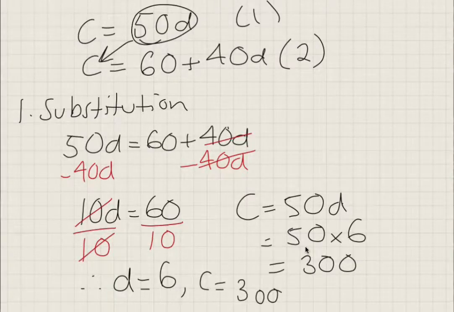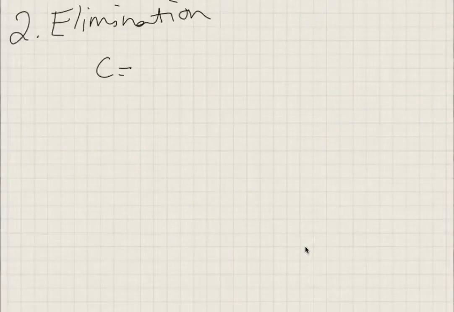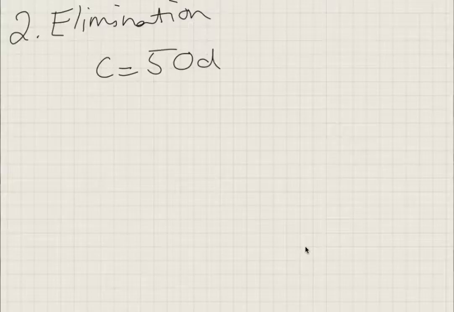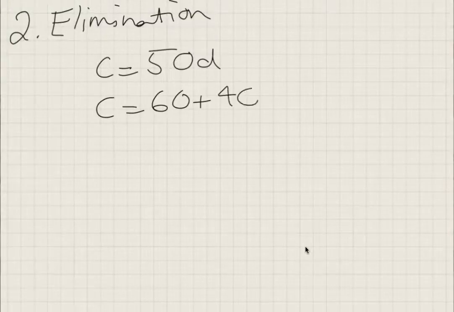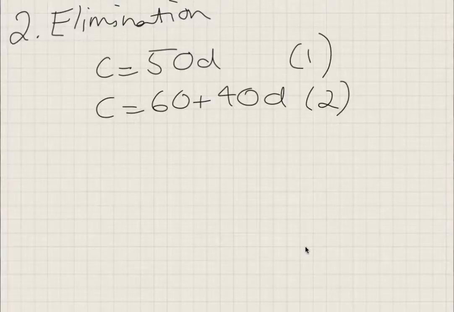Okay, part 2 is to use the elimination method. So we still have C equals 50 times D and C equals 60 plus 40D. Those are still our two equations. And we need to think if we can add or subtract these equations so that either C will cancel out or D will cancel out.